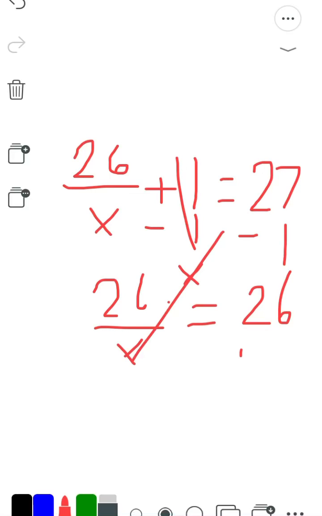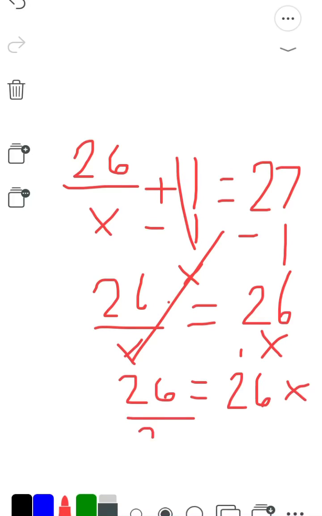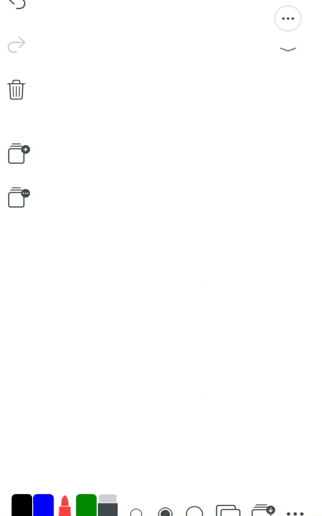So we need to get rid of the denominator first. So we need to multiply by x. So that would be 26 equals 26x. What times something is equal to 26? So we divide by 26 to leave the x alone. And 26 divided by 26 is 1.